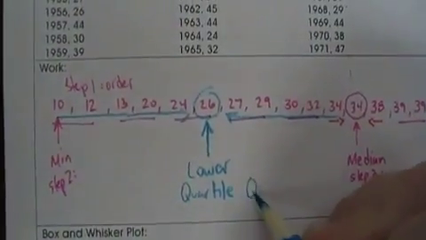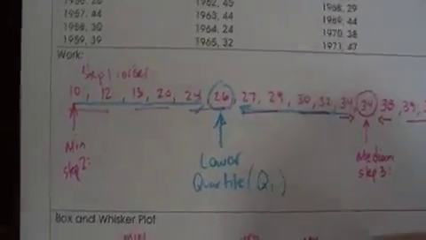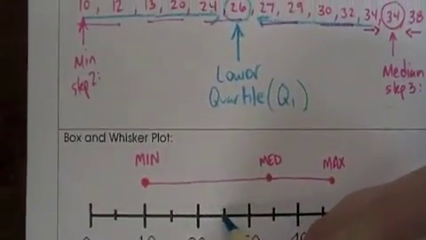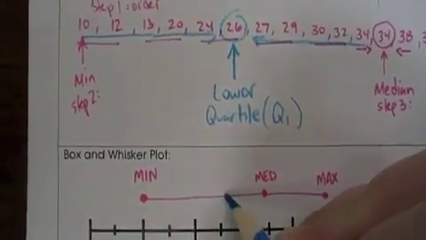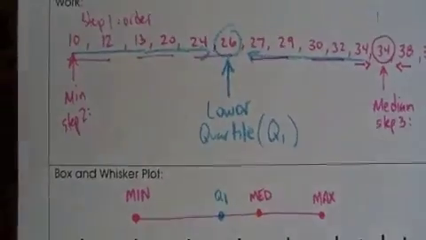Or Q1. So I'm going to take that 26 and I'm going to plot it on my box and whisker plot at the bottom. Here's 25, so I'll go just above 25 and I mark 26 right there, and I'm going to put Q1.